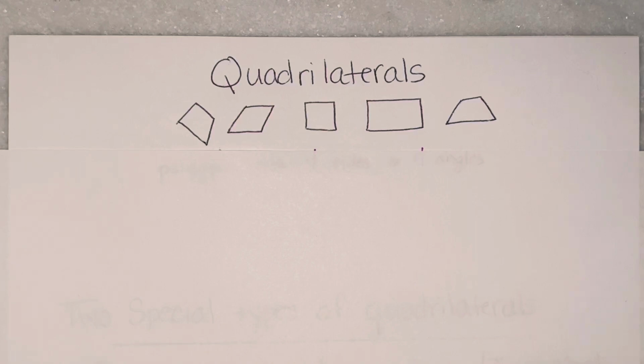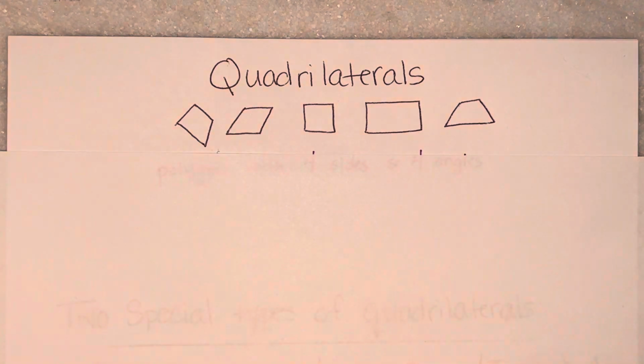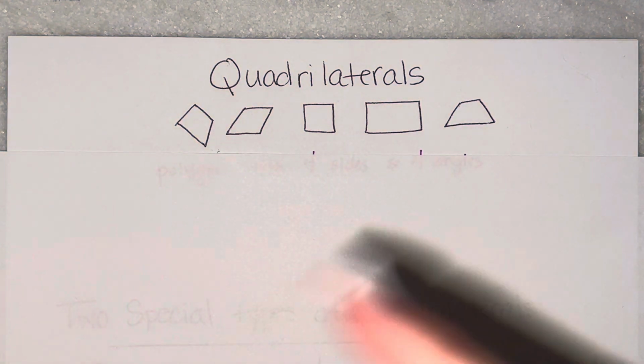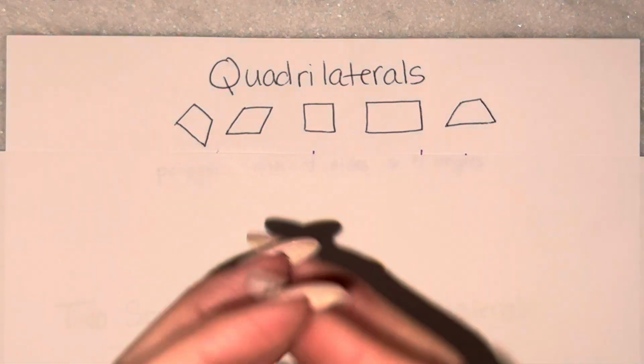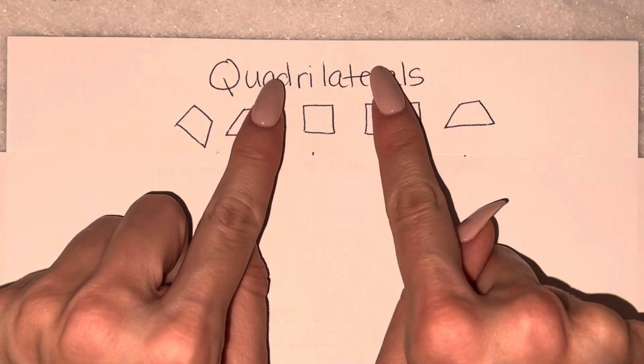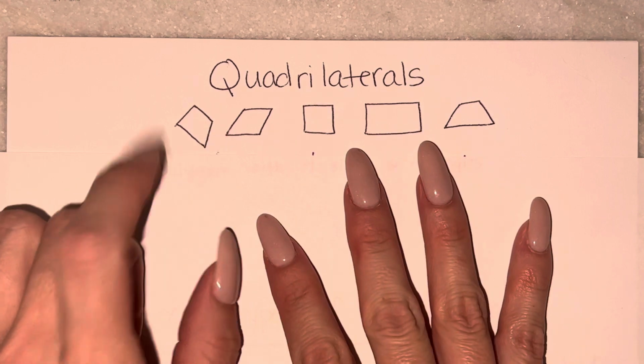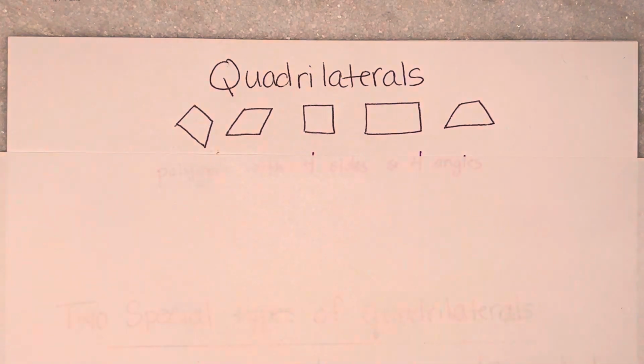Hi guys, in today's video we are learning about quadrilaterals. So we are graduating from triangles into quadrilaterals. If you think about a breakdown of this word, the word quad means four. That's why the muscles in the top part of your leg are called your quads. They have four muscles as part of the makeup of those parts of your leg.